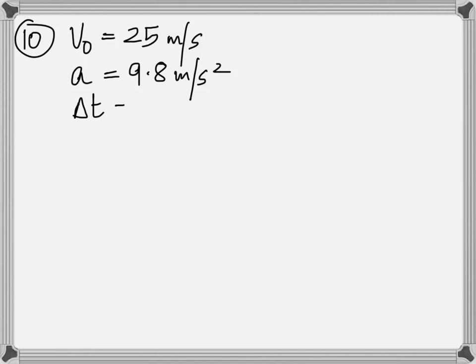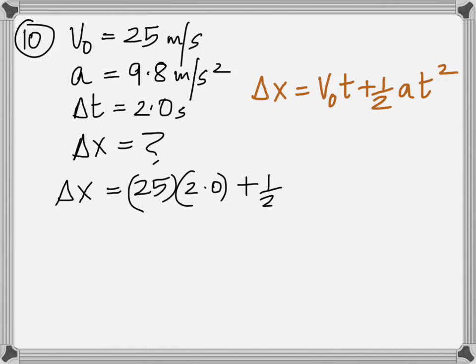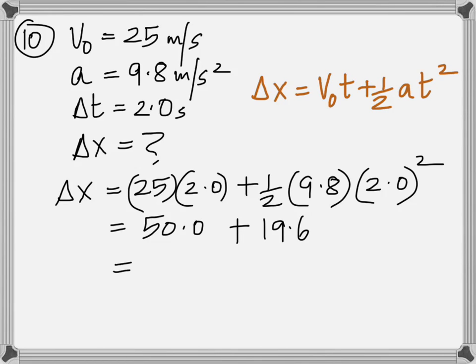a ball is thrown down from the top of a building with an initial speed of 25 meter per second. It strikes the ground after 2 seconds. How high is the building? So the initial speed is 25 meter per second. A is 9.8 meter per second squared. The time is 2 seconds. You got to find the height of the building. In this case, the height of the building is just the displacement. So you use this equation: 25 times 2 plus 1/2 times 9.8 times 2 squared. And on calculation, you get 69.6 meter, which is approximately 70 meter.